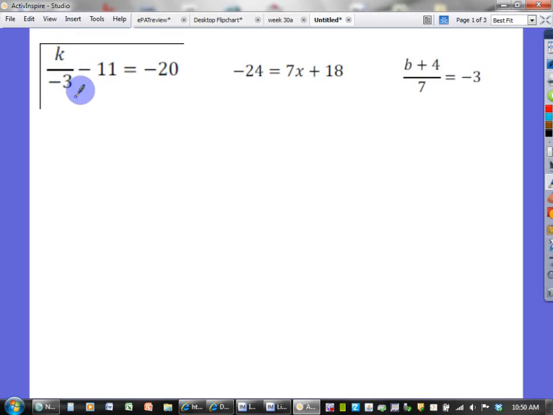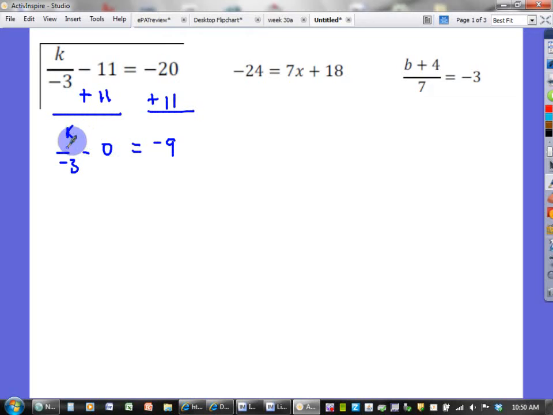3 all by itself. To do that, we start on the variable side and get rid of this minus 11. All we have to do is add 11. If I add 11 on the left side, I have to add 11 on the right side as well. So k divided by negative 3, and then negative 11 plus 11 yields 0. And negative 20 plus 11 yields a negative 9.